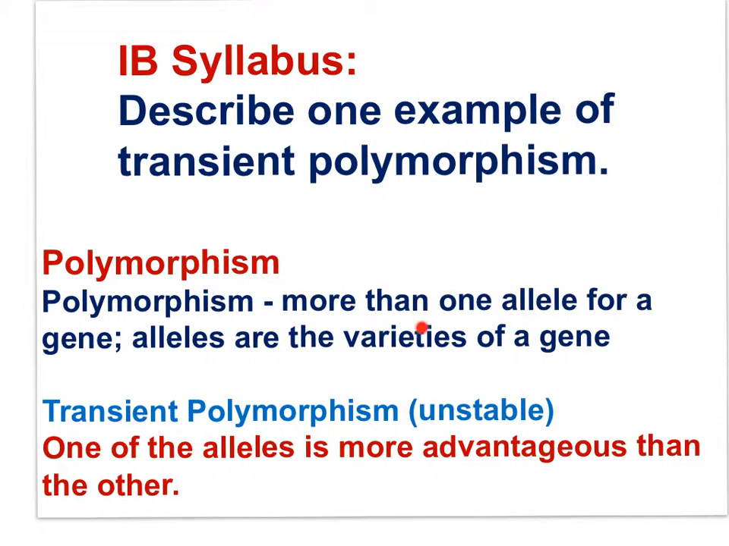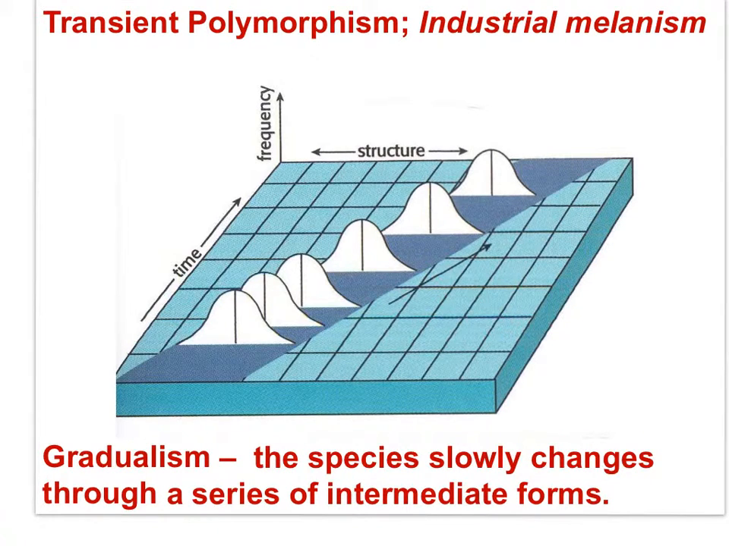It is more than one allele for a gene. Alleles are the varieties or the alternative codes of a gene. Transient polymorphism is nothing more than directional selection, where one of the alleles is more advantageous than the other. So here is directional selection displaying gradual evolution, change in the population over time. This is known as transient polymorphism.